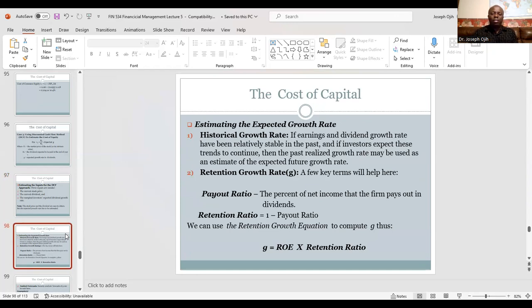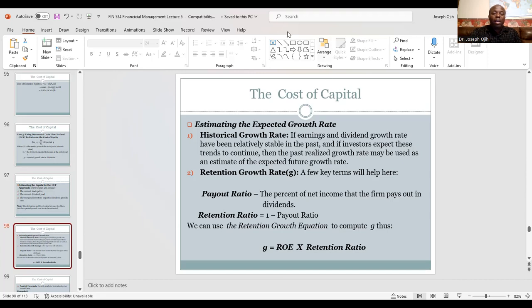For the expected growth rate in the dividends, you can use the historical growth rate of the dividends or even the earnings. Now, if the earnings and dividend growth rates have been relatively stable in the past, and if investors expect this to continue, then the past growth rate may be used as the estimate of the growth rate of dividends.